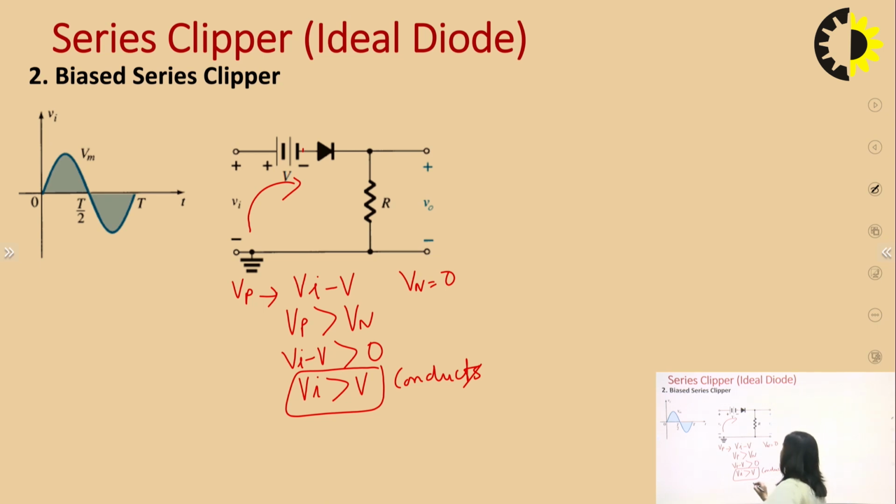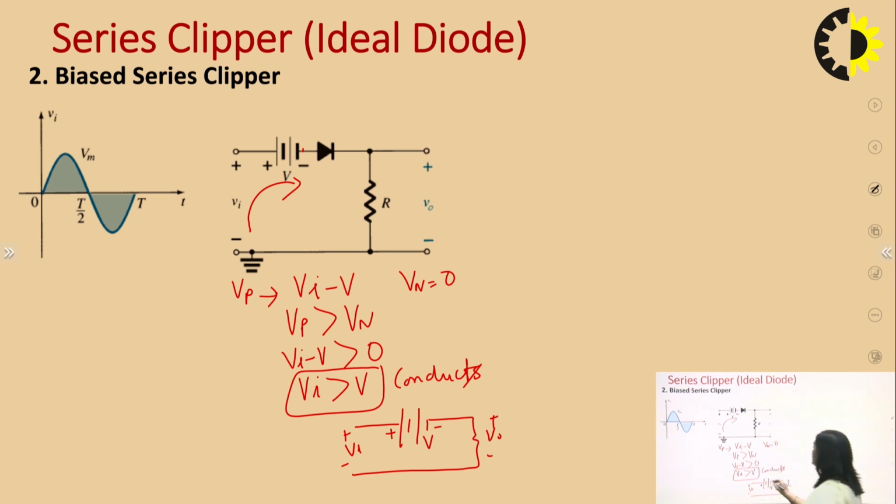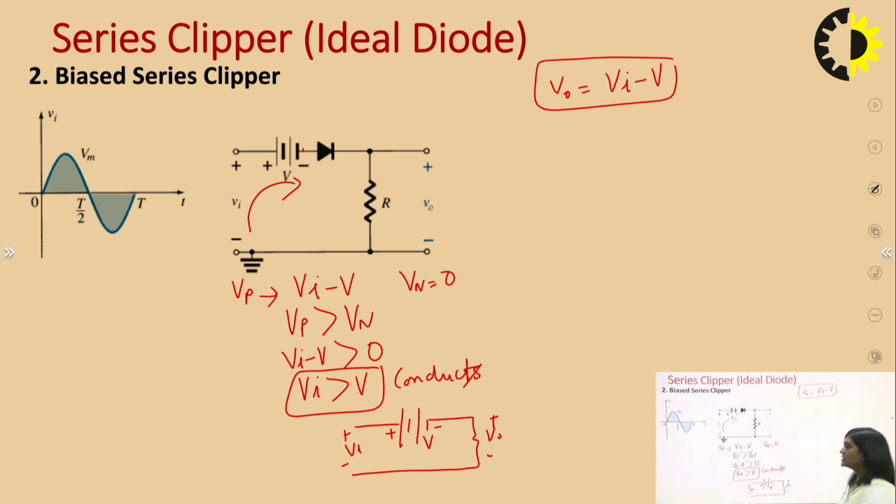Now the equivalent circuit will be like this, because the diode will be short. This is plus minus V. Here we can apply KVL, and we will find that the output is equal to Vi minus V. This will be the output whenever the diode conducts. And in the case when Vi is less than V, the diode does not conduct.